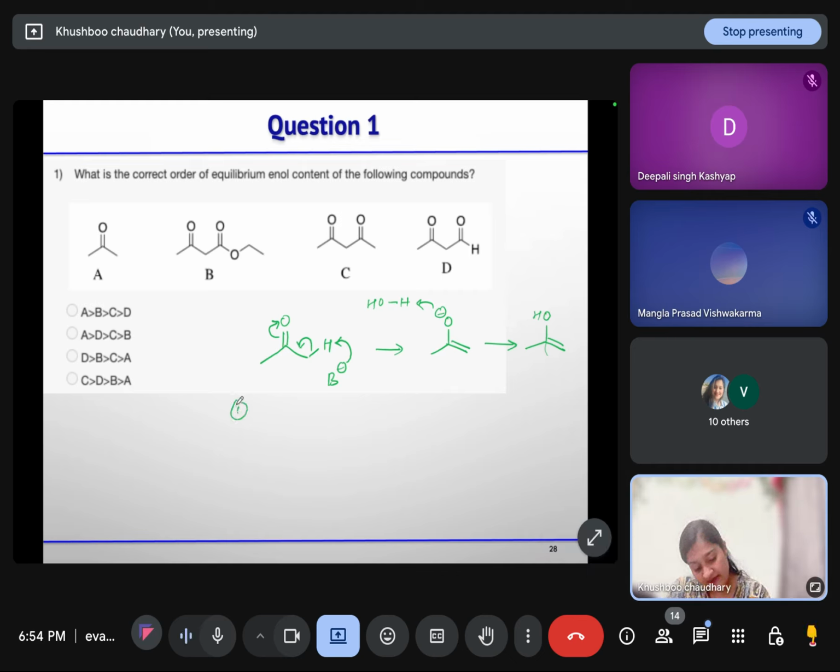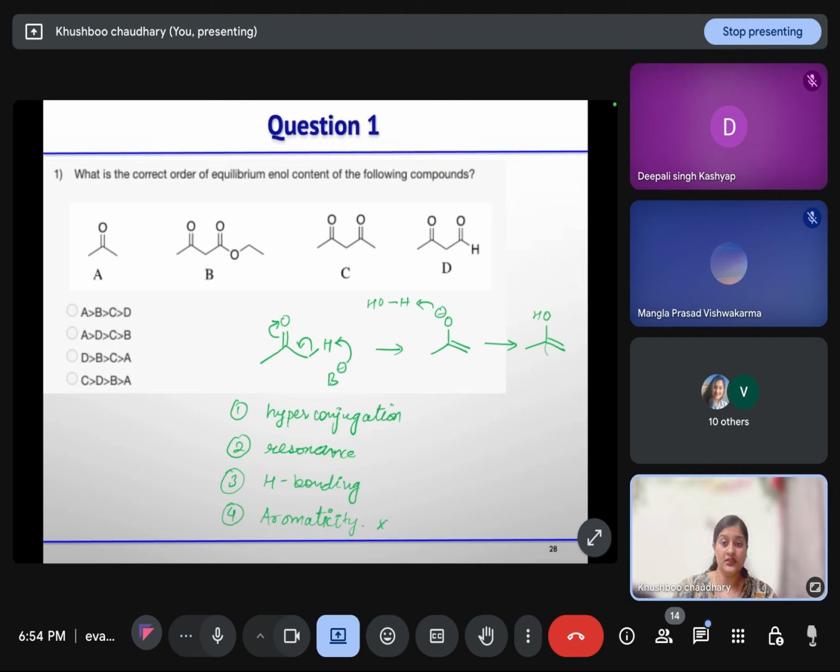That order you have to tell. For that, first you have to see hyperconjugation, resonance, then whether hydrogen bonding is there or not. And if an aromatic ring is attached, sometimes you also have to check aromaticity, but that factor will not be applicable here, so you have to check these three factors. So let us draw first the enol forms of all the compounds.